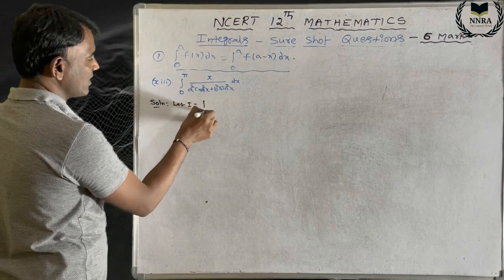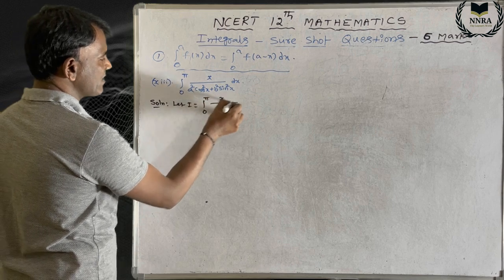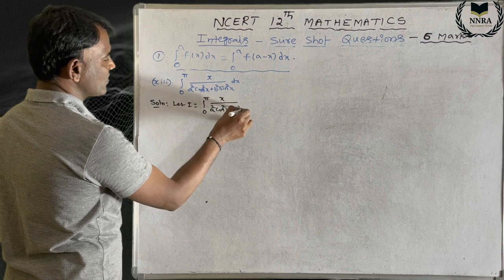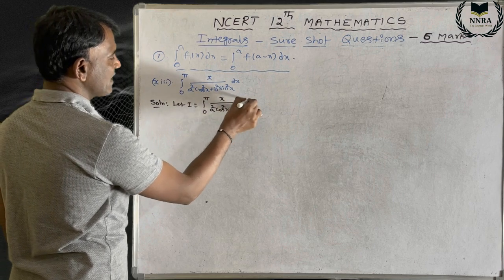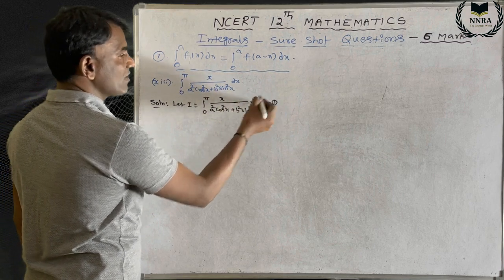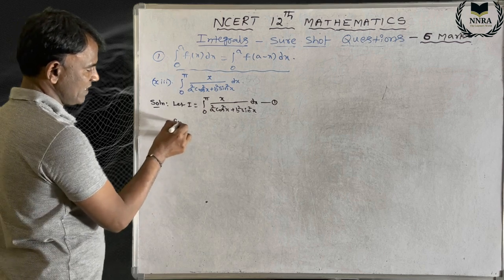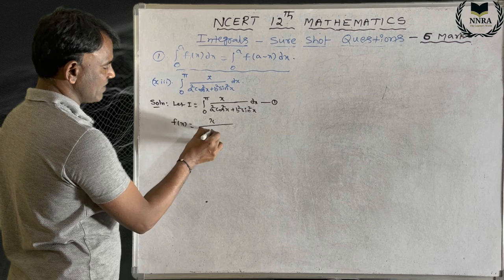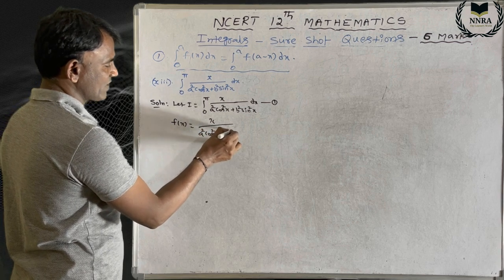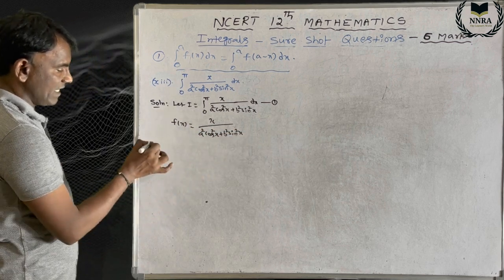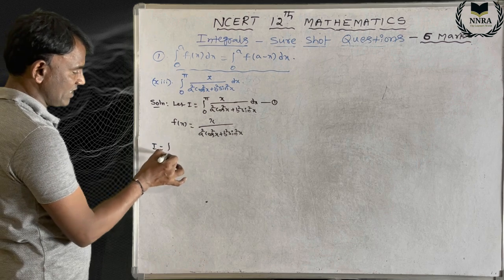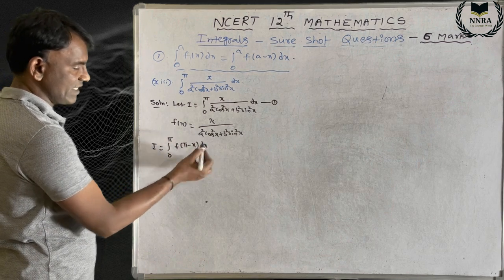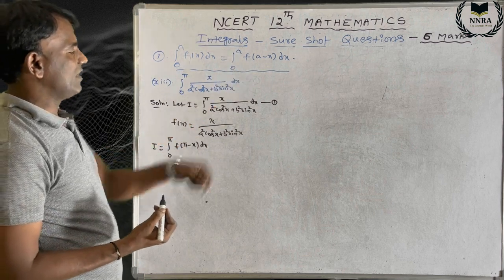Let I equal to integral 0 to pi of x divided by a square cos square x plus b square sin square x, then dx, right? So equation number 1. Now what is f of x? x divided by a square cos square x plus b square sin square x. And again write the I value. That can be written as integral 0 to pi of f of pi minus x into dx, right? Like 0 to a f of a minus x dx.